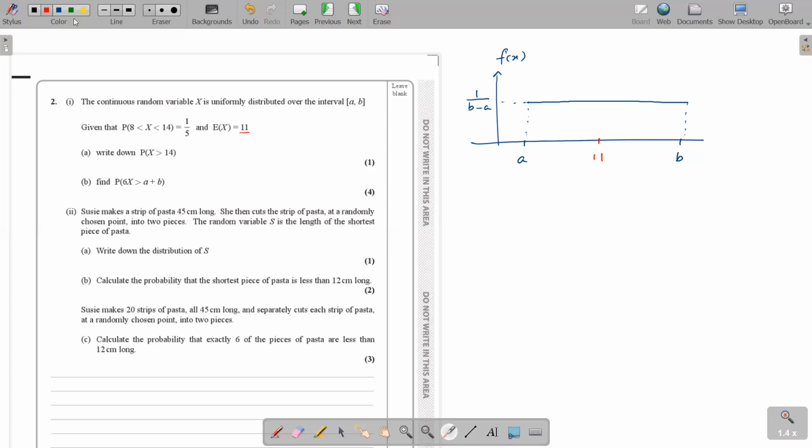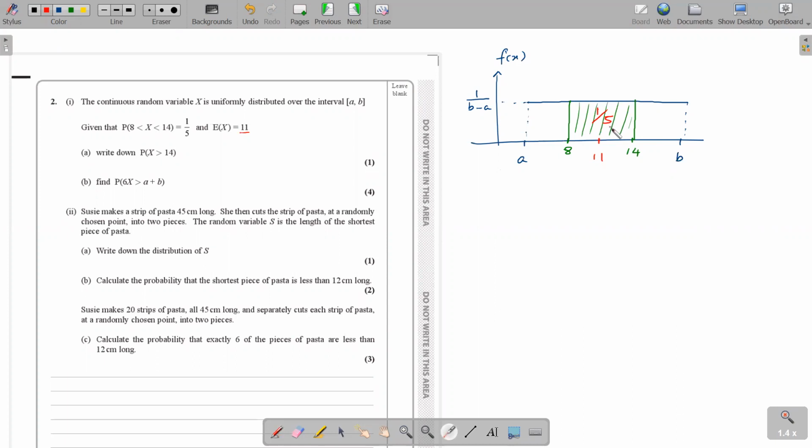So do you realize that 8 and 14 are equally distant, equally apart from 11? So 8 is over here, 14 should be over here, equally spaced. Are you with me? And 11 is exactly in the middle of A and B. So then you have this area that they've given you as 1 over 5. If this area is 1 over 5, what do you have to say about the remaining area? 1 minus 1 over 5 is 4 over 5.